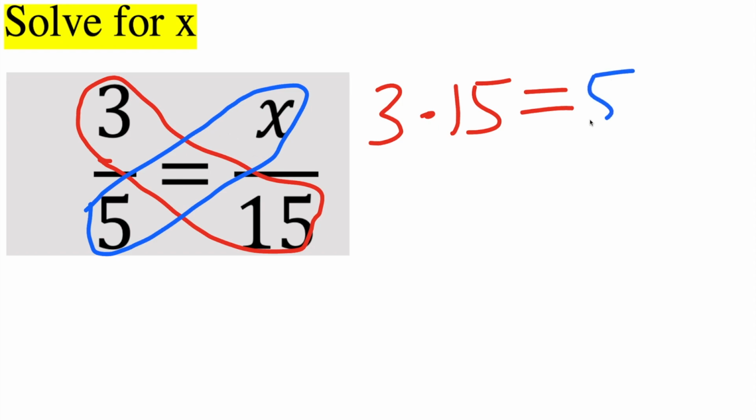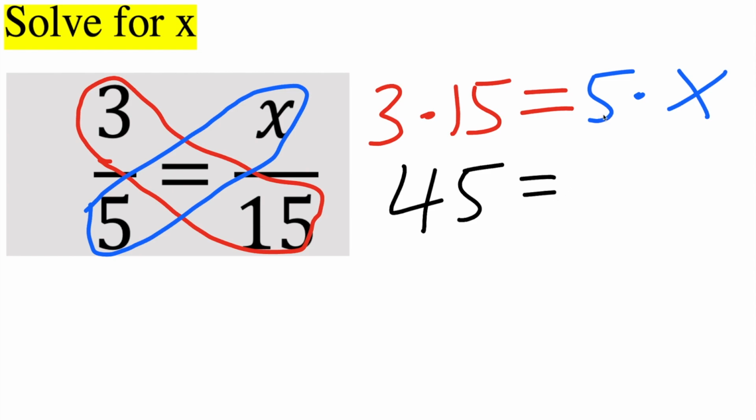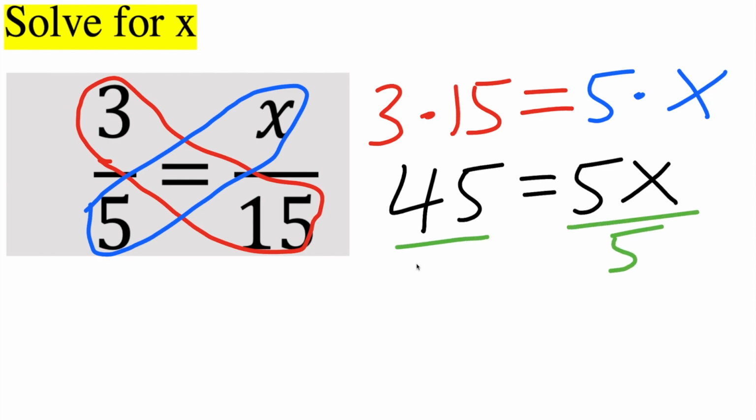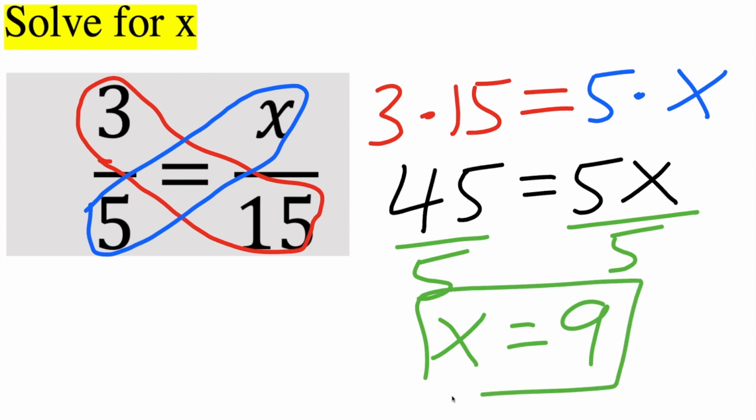So 5 times x. At this point, 3 times 15 is 45. And that's equal to 5 times x, so 5x. So we have 5x is equal to 45. We want to solve for x. So it's saying 5 times x. The opposite of multiplication is division. So we're going to divide by 5, and so x is equal to 45 divided by 5 is 9. So our final answer is 9.